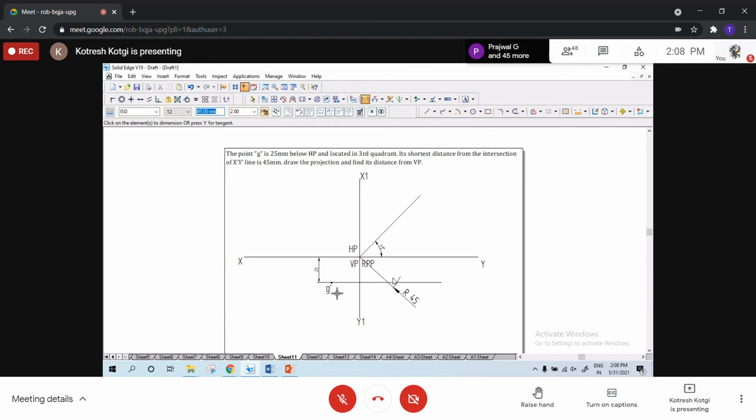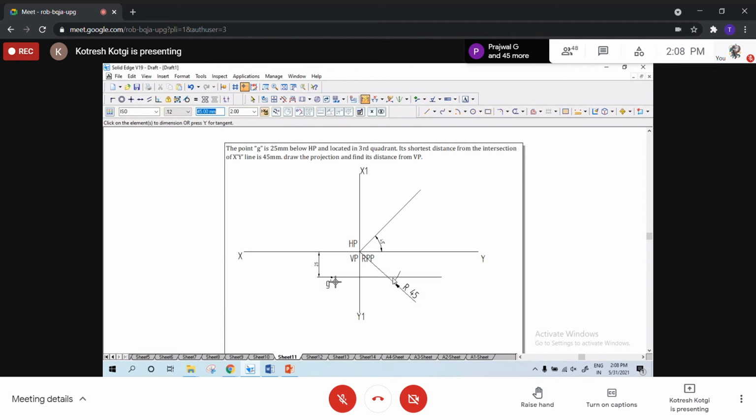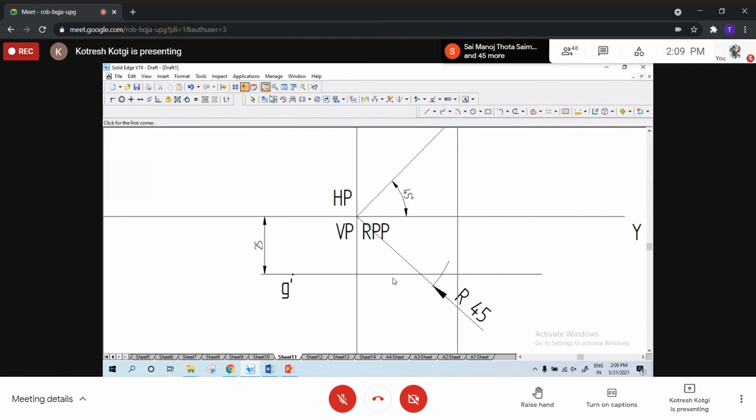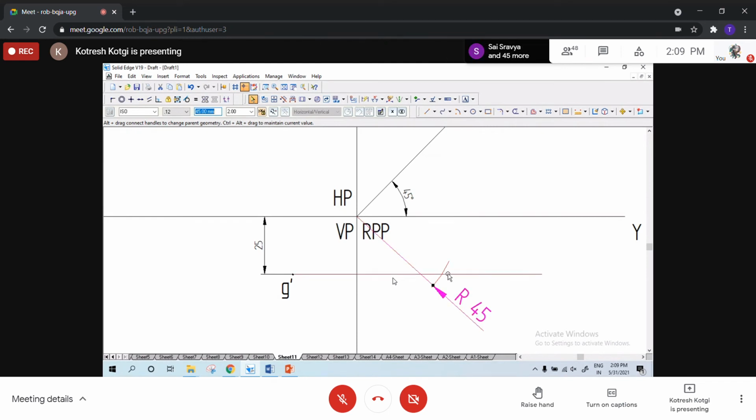What I have done is I have just completed the front view, then drawn the horizontal projection. From the intersection of xy and x1y1, take the compass, measure 45 mm, and from this intersection, draw the arc whose radius is 45 mm. I'll zoom it in. So I have drawn the arc of radius 45. This arc is intersecting the horizontal projection of the front view at this point.